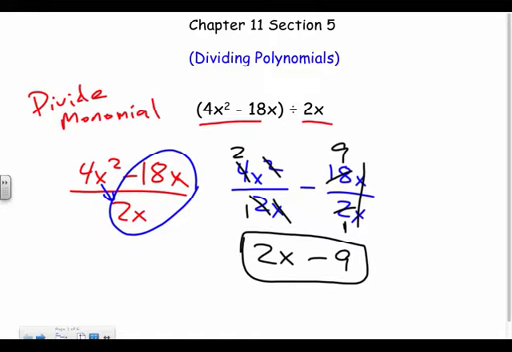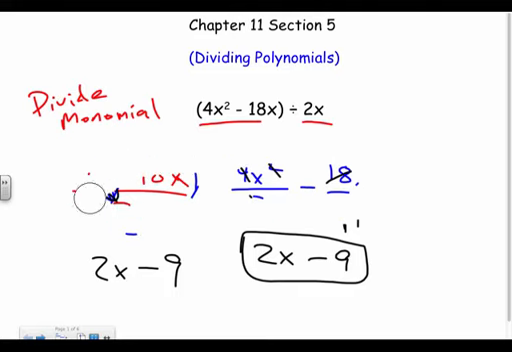For most of you, you're going to see 4x squared divided by 2x: 4 divided by 2 is 2, x squared divided by x is just x, and negative 18 divided by 2 is negative 9, and the x's cancel, so I'm done. A lot of you can see it that way, and that's fine. Some of you might need to write it out in fraction form like I did just now, and that's great too. It's not one way better or worse. Some people just really need to see it. So that's my answer.